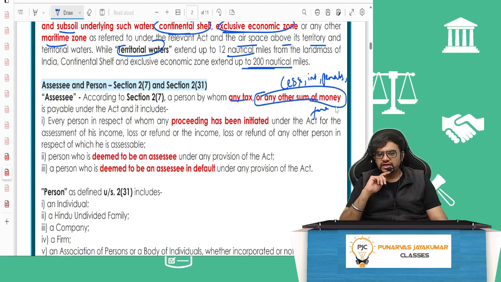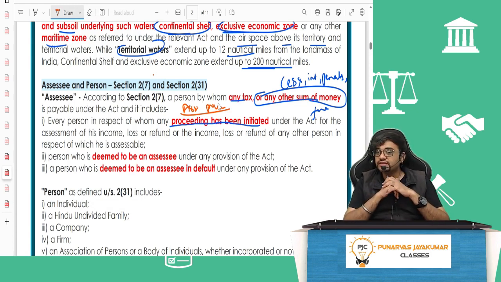Is payable under the act, and it includes every person in respect of whom any proceeding has been initiated. What is this proceeding? Assessment proceeding. Means what, guys? Income escaping assessment. You have done some golmaal, so that they have done a raid. They have done a raid under 132, 133, 134, all those raid sections we'll see. That's called proceeding. Or any case has been instituted against that person. That is one thing. Second, a person who is deemed to be an SSE under any provision of the Act.